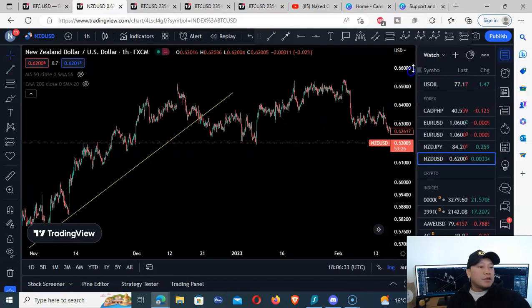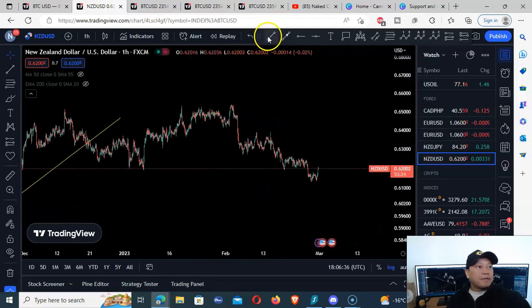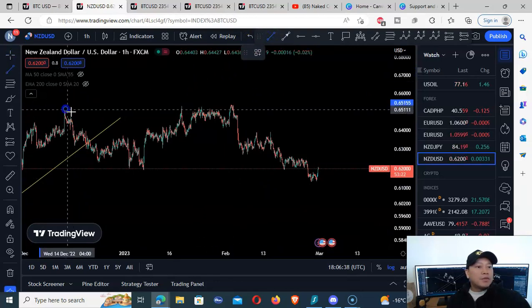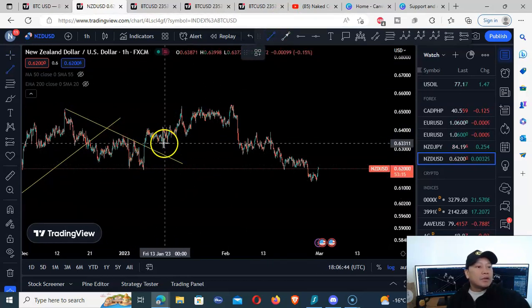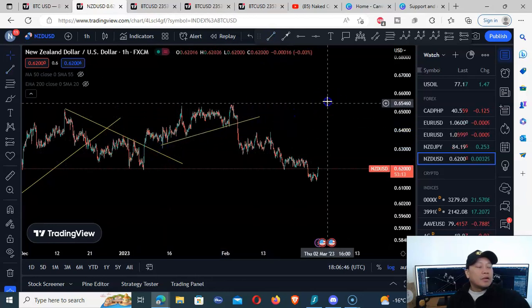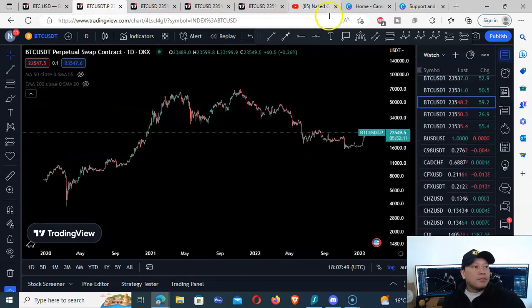Same thing. From low to high, from high to low. Same thing, from high to low. There you go, price broke on the trend line. Same thing. There you go. Okay, let's go to Bitcoin.